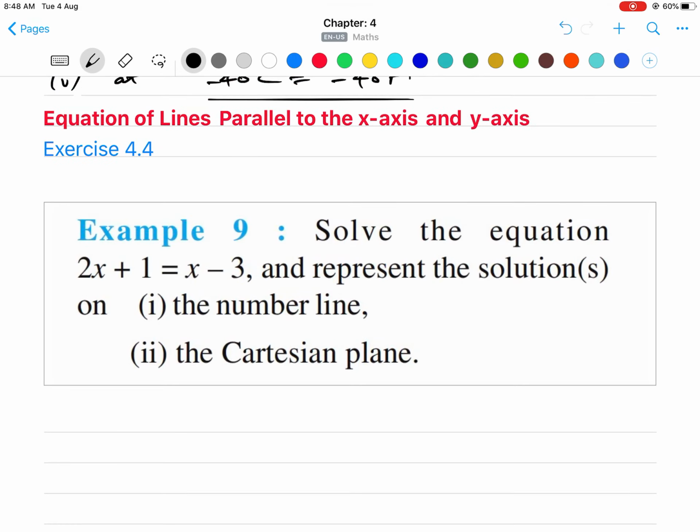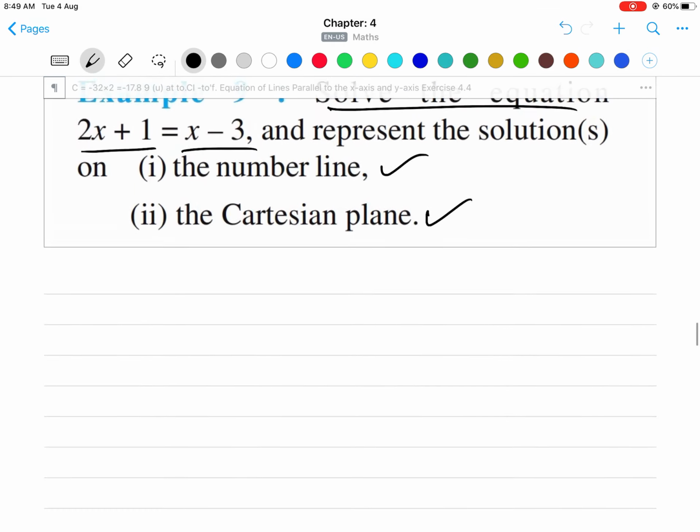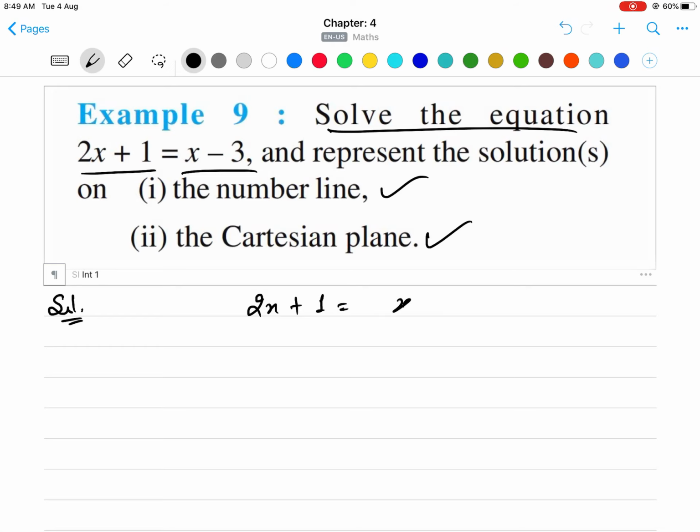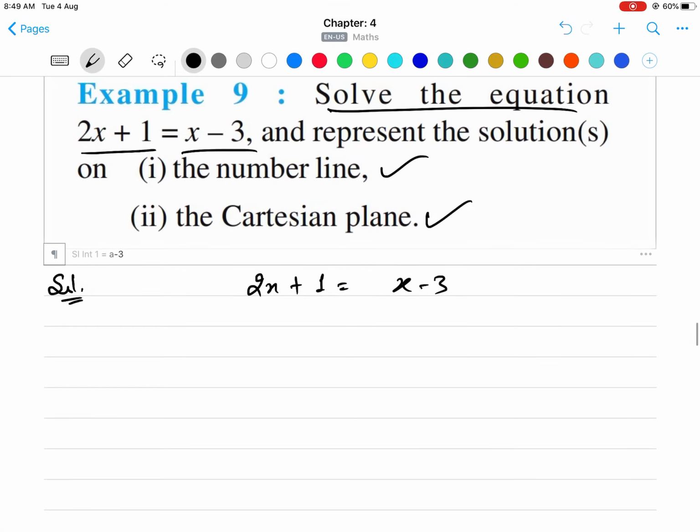So we'll first start with example number 9, which says solve the equation 2x plus 1 equals x minus 3 and represent the solution first on the number line, then on the Cartesian plane. So simply, the equation given to us is 2x plus 1 equals x minus 3. So first we have to solve this equation.